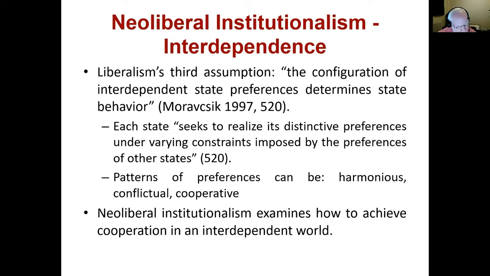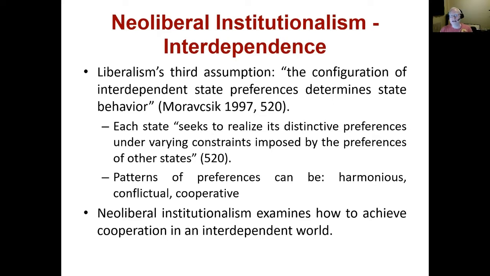So neoliberal institutionalism is focused largely on how to achieve cooperation in an interdependent world, right? Given that in many, many different areas, we see interdependence, the ability of states to achieve what they want depends on what other states want, the preferences of other states as well.